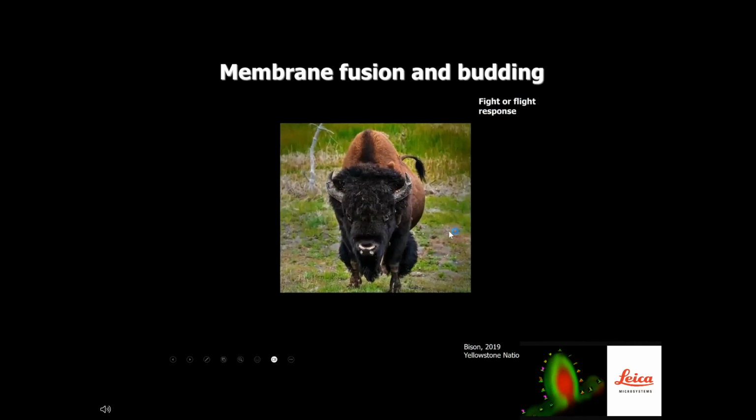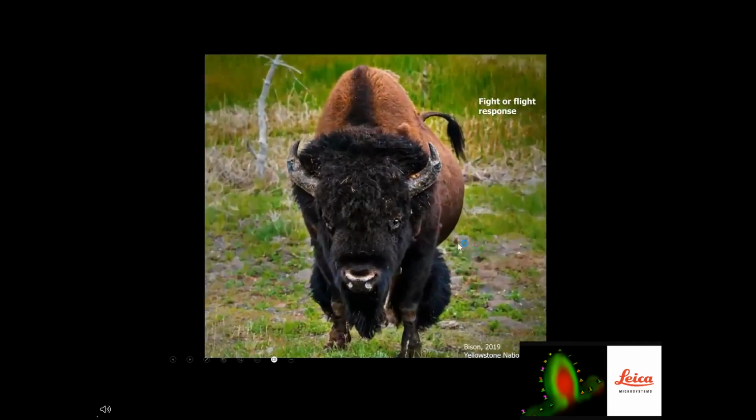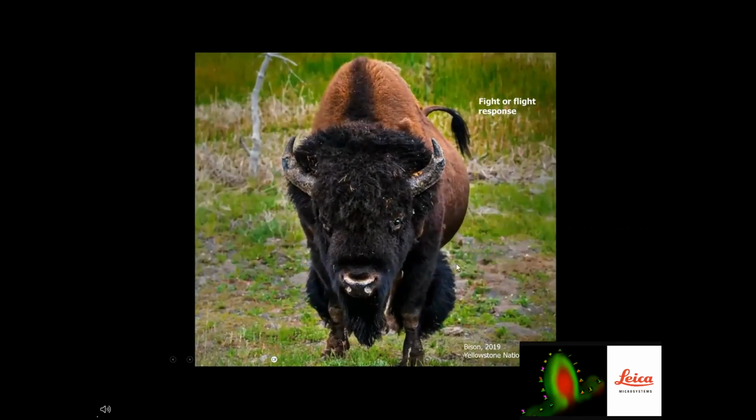This was a picture taken in the Yellowstone National Park. I was about four meters away from this guy, and my release of the adrenaline must be really high. So I was in the flight response instead of the fight response.